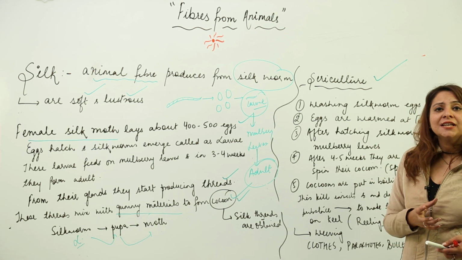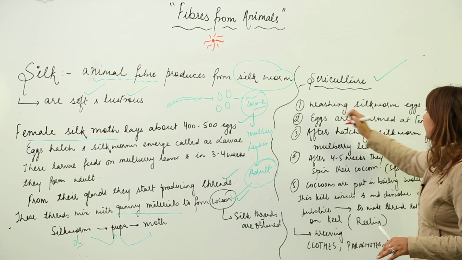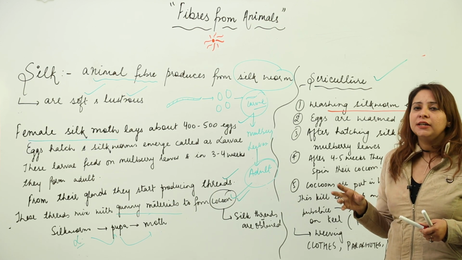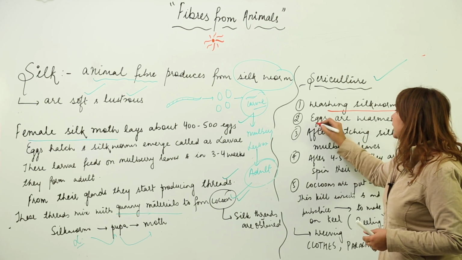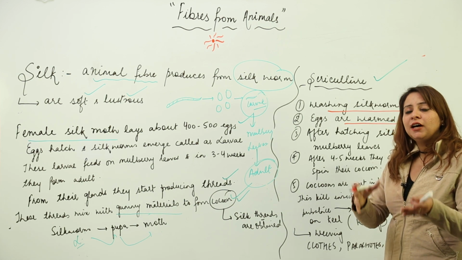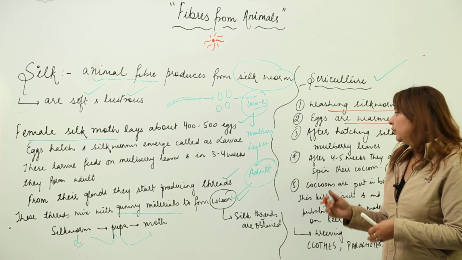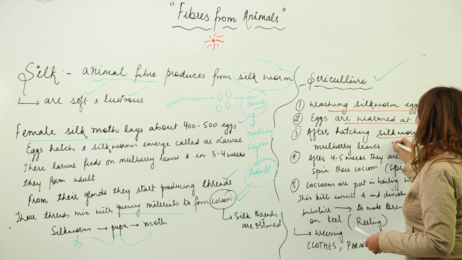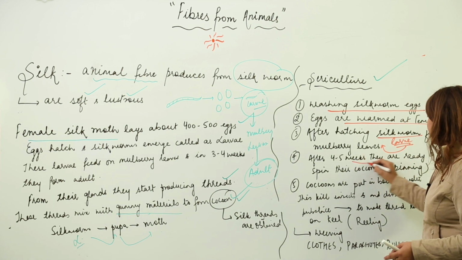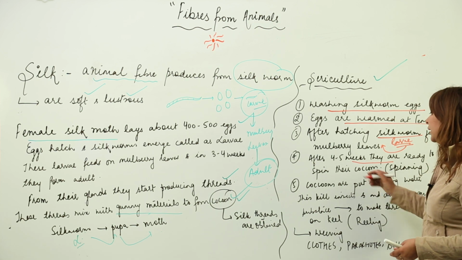Now, how is the silk obtained? As I told you, the female silk moth lays eggs. The first step is to wash the eggs of the silkworm. Then they are incubated, that is, warmed at a certain temperature, and then the hatching occurs. From that hatching, the silkworm larva appears. This larva feeds on mulberry leaves for 4 to 5 weeks, and after that they are ready to spin their cocoon.